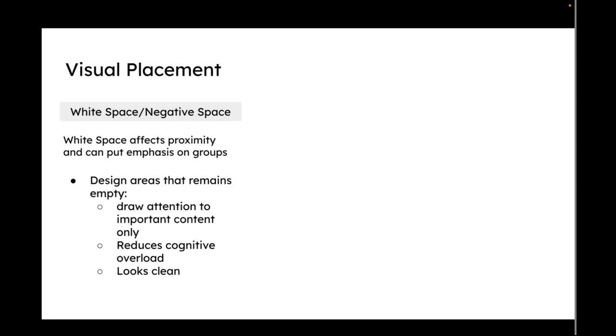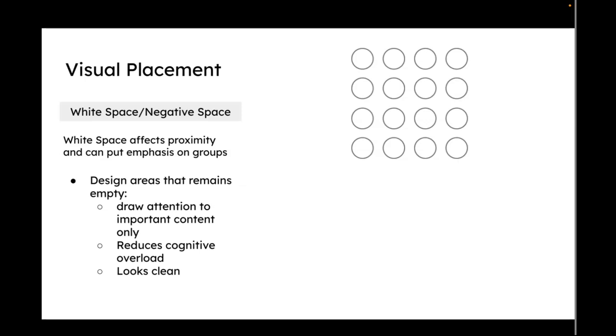Visual placement, moving on as well, taking a look at white space and negative space. White space is all that blank space that you see on a slide deck. You'll notice that I don't start in the upper left-hand corner and go all the way across the screen to the right-hand corner and not have much negative space. The more content you squeeze in, the more you are making your reader or your students focus on everything and they don't necessarily know where to look. So you are removing some of the cognitive overload by leaving some white space. You want to keep that in mind. You want to design your areas that remain empty and draw attention to important content only.